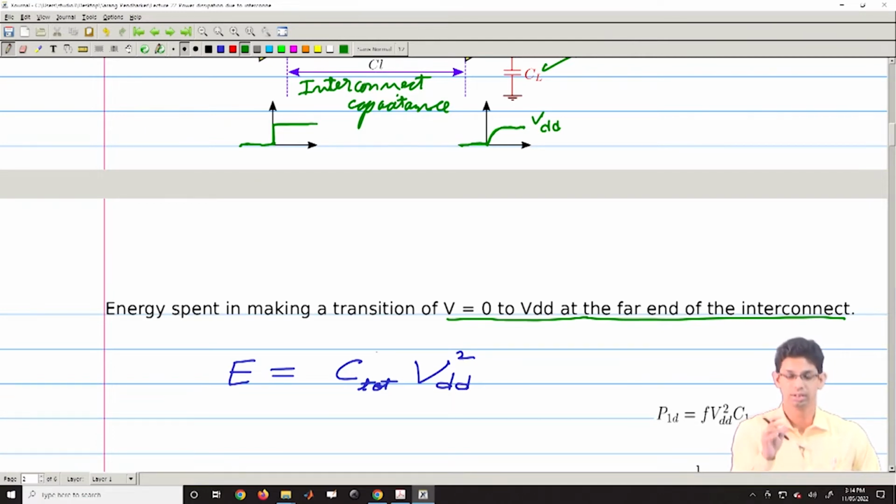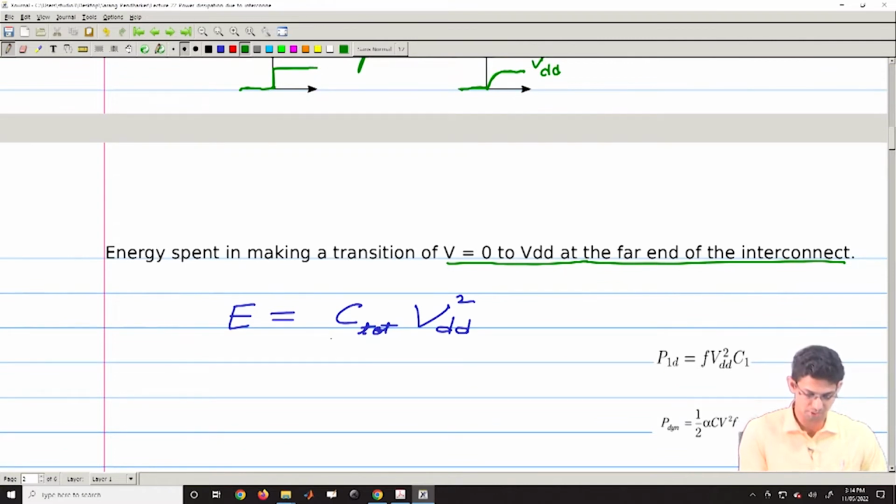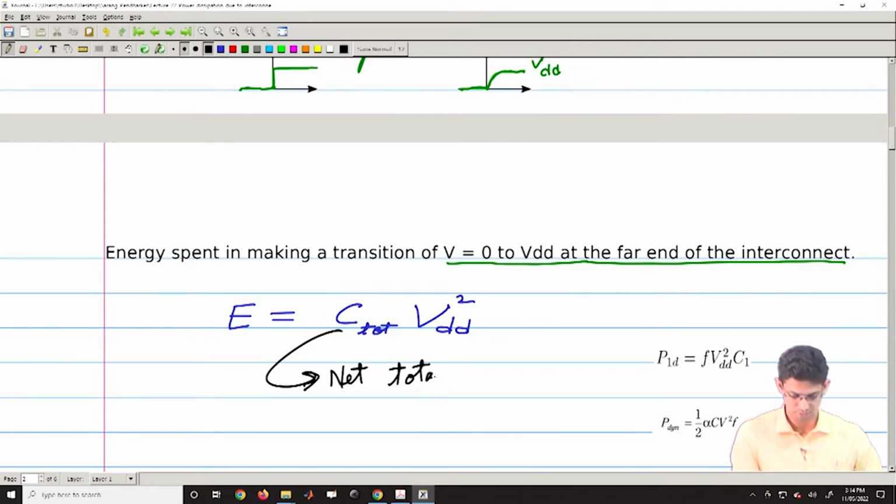C total is the net total capacitance. Now, this energy, so if you look at what is the expression for energy stored, it is half CV square. However, the energy spent is equal to CV square.